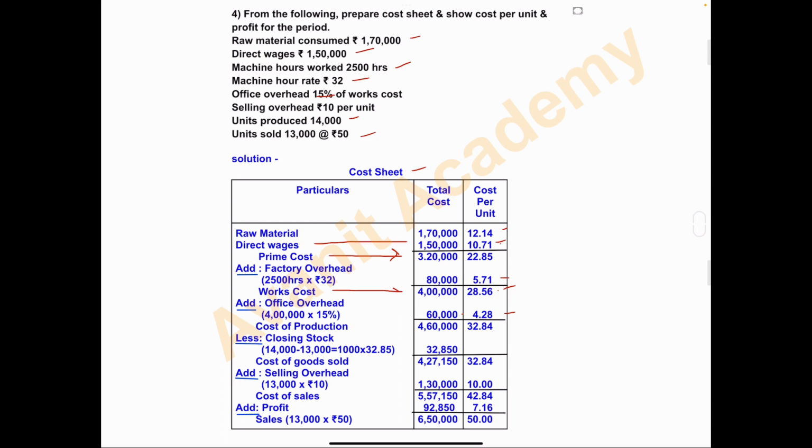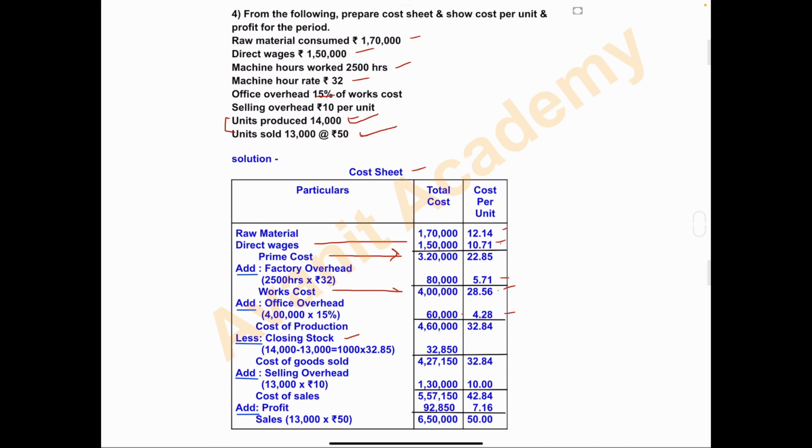So in this problem, the number of units produced they have given is 14,000, and the number of units sold is 13,000. So by taking these two pieces of information, we can calculate the closing stock of finished goods. And this closing stock of finished goods we have to deduct from cost of production. So right here, less closing stock. How will we calculate this closing stock? Number of units produced minus number of units sold.